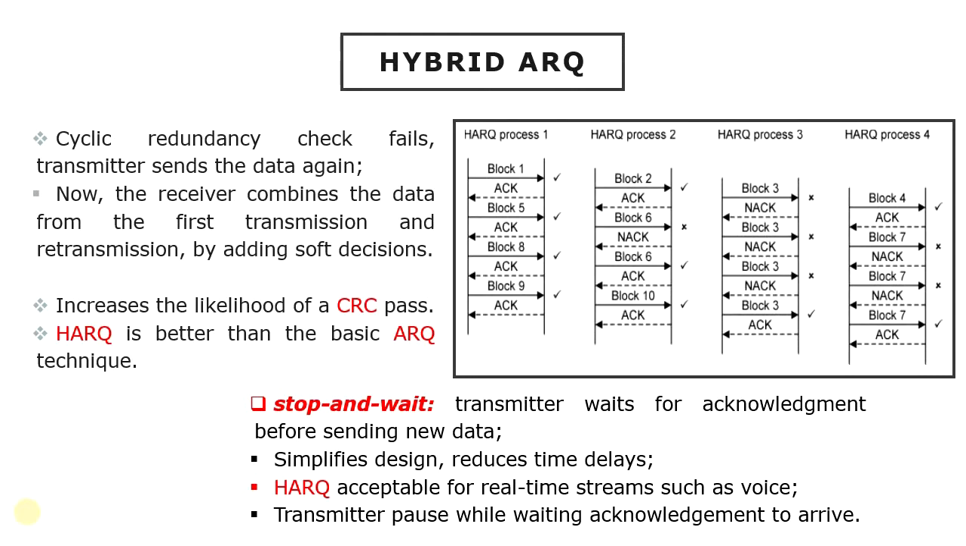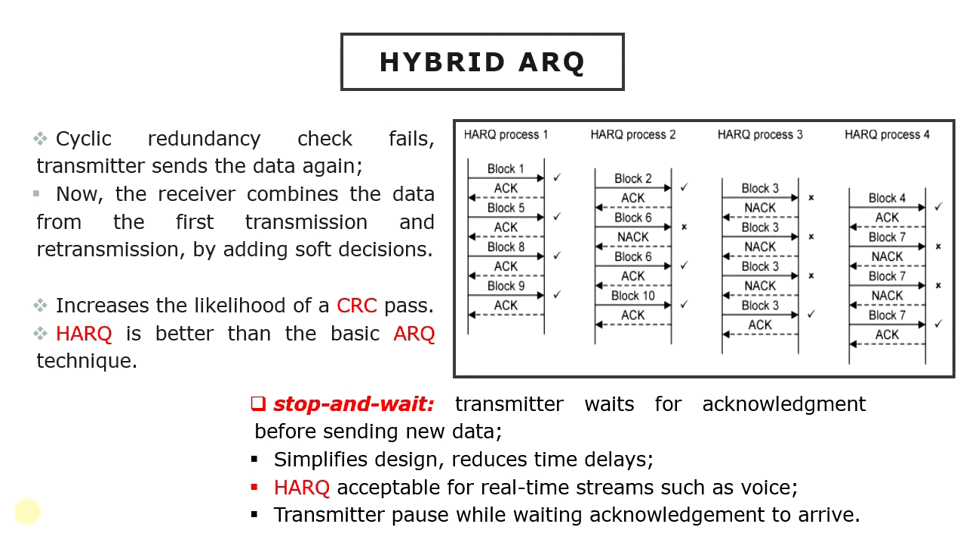Normally, hybrid ARQ uses a retransmission technique called stop and wait, in which the transmitter waits for an acknowledgement before sending new data or a retransmission. This simplifies the design and reduces the time delays in the system, which can make hybrid ARQ acceptable even for real-time streams such as voice. However, it also means that the transmitter has to pause while waiting for the acknowledgement to arrive.